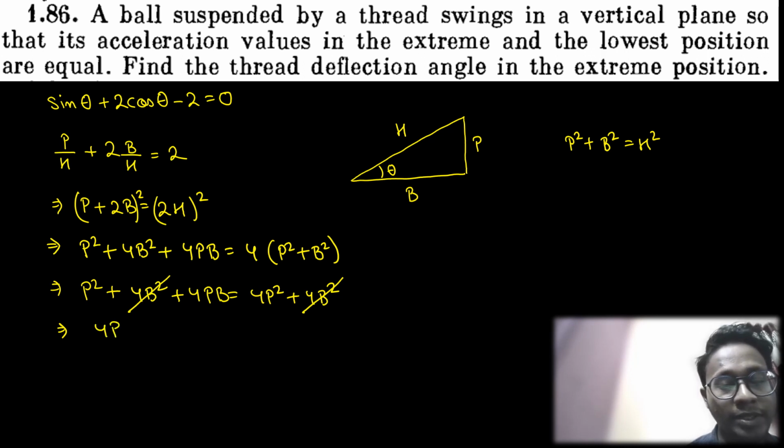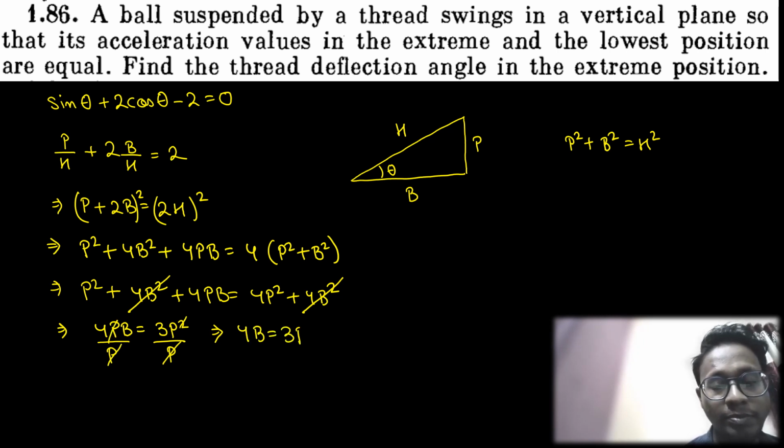So 4pb is equal to 4p square minus p square, which is equal to 3p square. If I divide the left-hand term and right-hand term by p, we get 4b is equal to 3p, or 4 by 3 is equal to p by b. So perpendicular by base is equal to 4 by 3. So I can automatically deduce that theta is equal to 53, h is equal to 5.